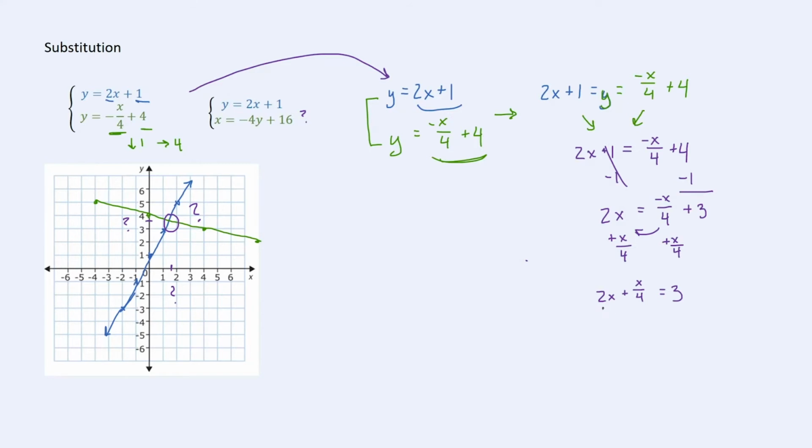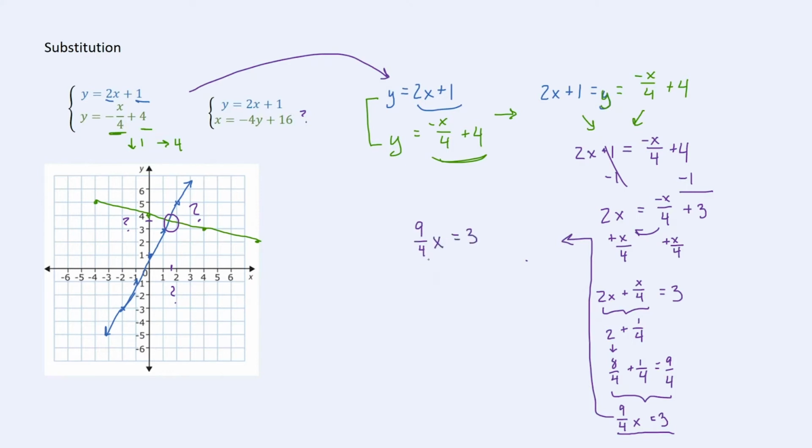Now how do we get 2x plus x over 4 into a single coefficient? Well, we're just adding fractions, and we know that 2 is equal to 8 over 4. If we add 8 over 4 to 1 over 4, we get 9 over 4, which means that our equation is now 9 over 4 times x equals 3. We're almost done. Now we need to multiply this fraction over to the other side. First we multiply both sides by 4 to get rid of the bottom part of the fraction. This gives us 9x equals 12.